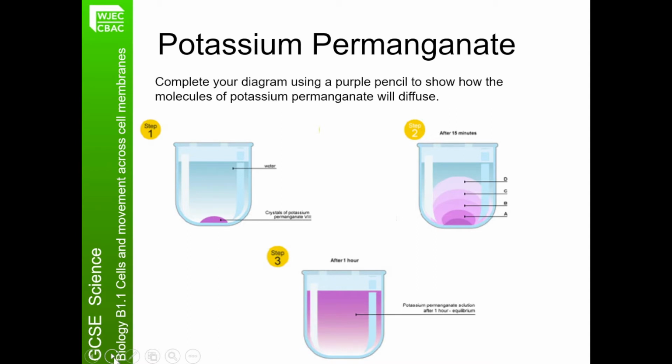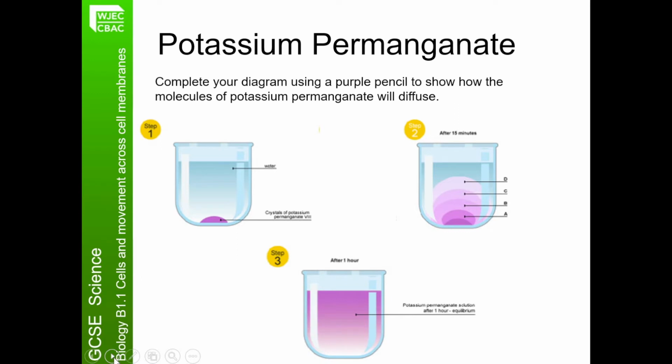If you've done this correctly, you will just see a very dark purpley pink area at the bottom of the beaker. If we leave it for a while, after about 15 minutes, we can start to see the spread. And where it's concentrated, it's darker in colour, and we can see that as you move up the beaker or the boiling tube, it will get paler in colour. After about an hour, the potassium permanganate particles will have completely diffused throughout the water, and we say that that solution is now at equilibrium.